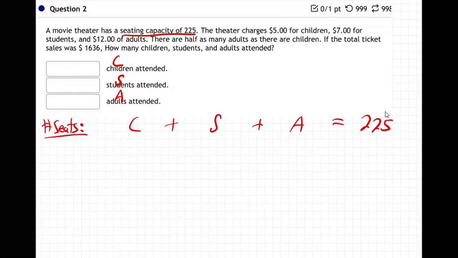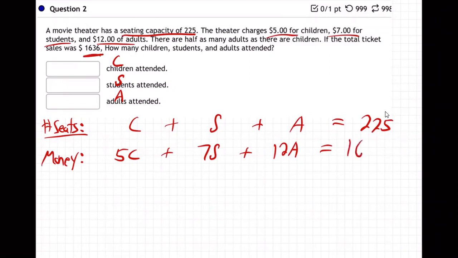All right, next we're going to do the money. It's $5 for children plus $7 for students plus $12 for adults. And that equals how much money? 1636. That's the total ticket sales. Good there?